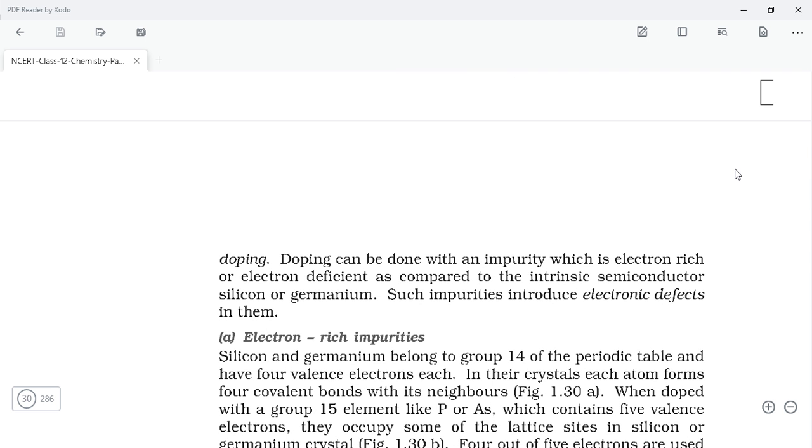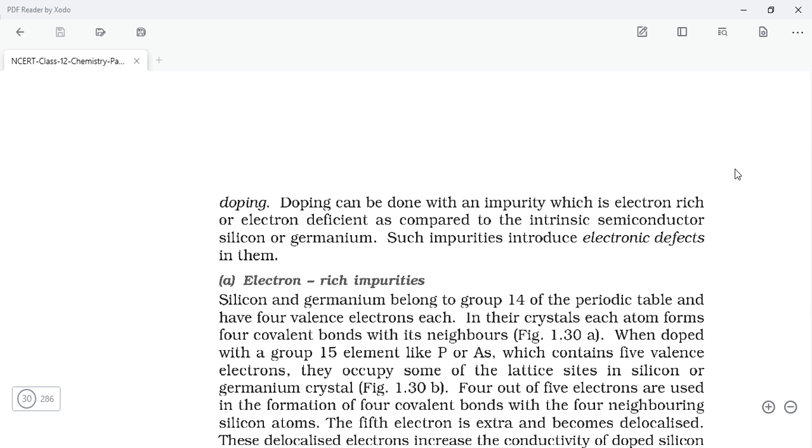Now continue back on doping. Doping can be done with an impurity which is electron rich or electron deficient as compared to the intrinsic semiconductor, silicon or germanium. Silicon, Si, and germanium, Ge, are the only two semiconductors which are intrinsic. Such impurities introduce electronic defects in them.